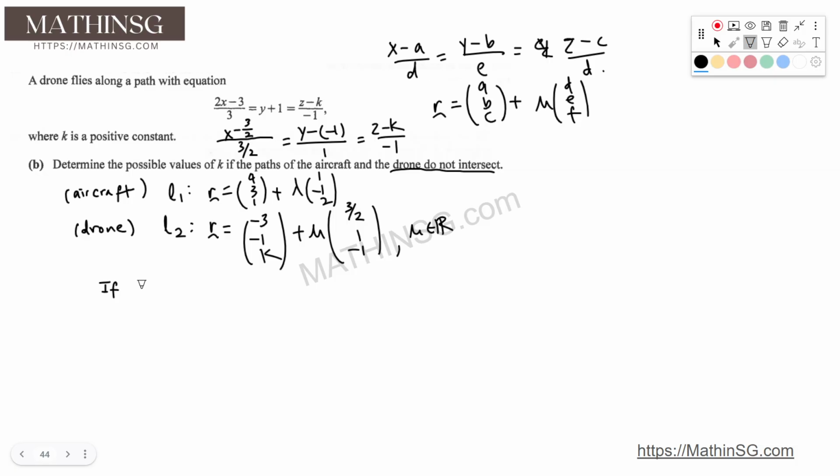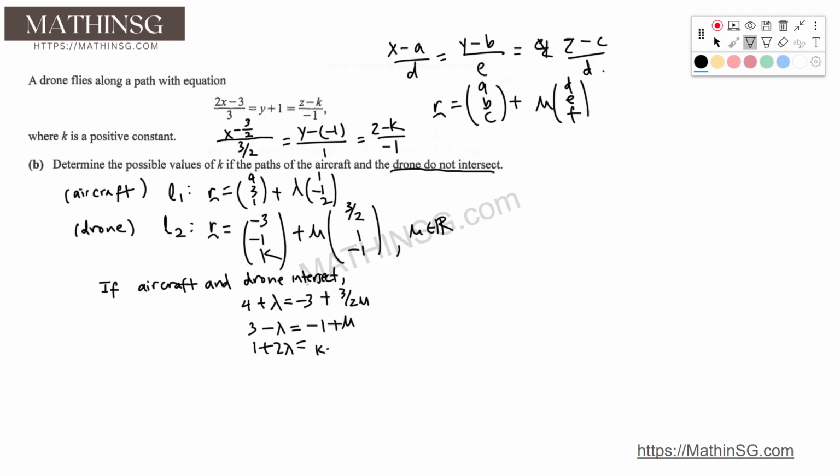If aircraft and drone intersect, then I'll form these equations. To make life easier, the GC should be the one doing the work, so I make it in the form that the GC can use easily.